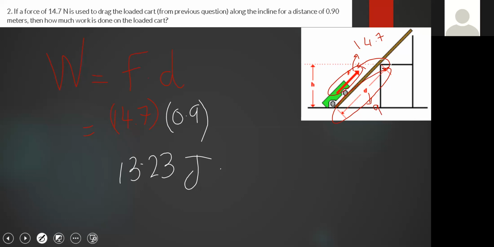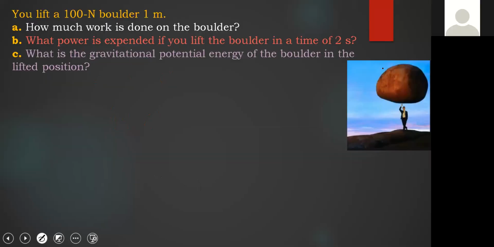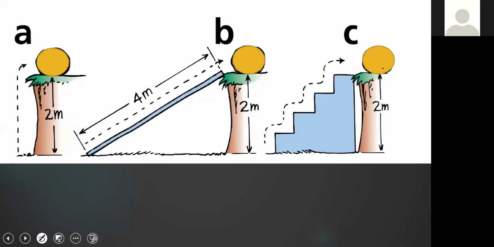Yes, teacher, thank you. Now let's see these examples. Teacher, the unit of power is watt, but work and energy are joule. Yes, for power it is watt, and for energy and work, joule.